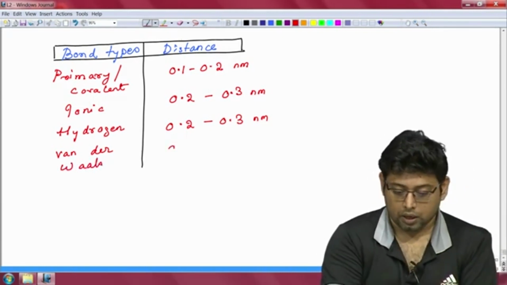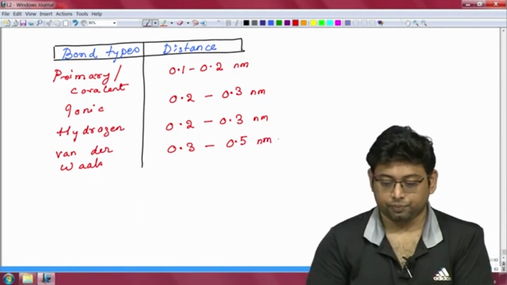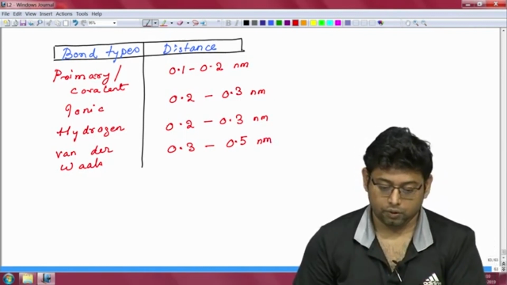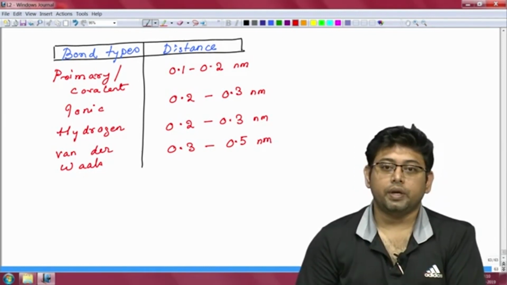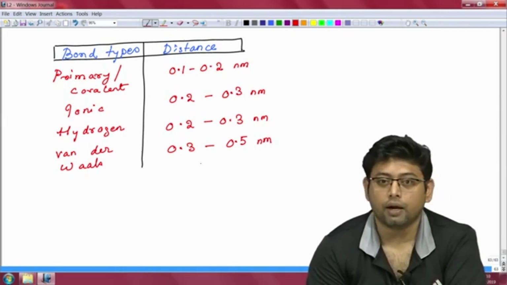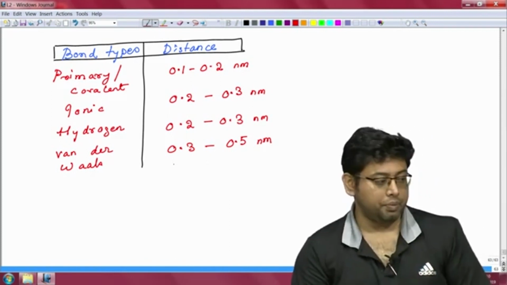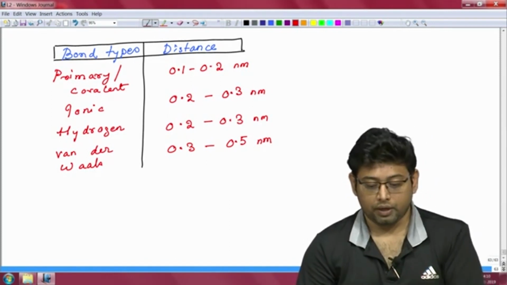bonds, the rest of the van der Waals bonds, the distances are usually in this order. So, we can see that for van der Waals forces, they act over slightly larger distances as compared to the covalent bonds, and that is the basic idea that we are trying to give here.